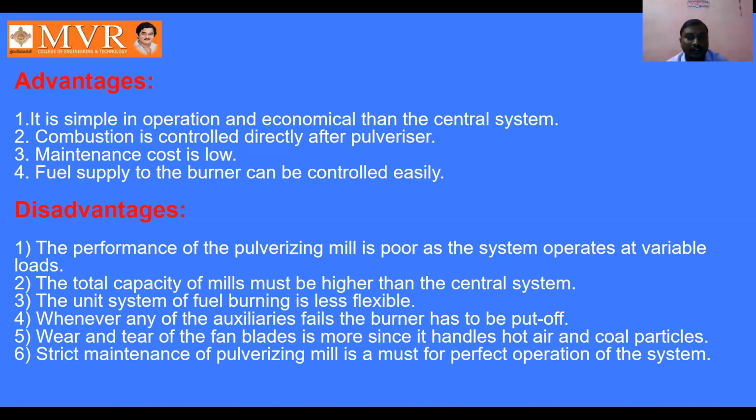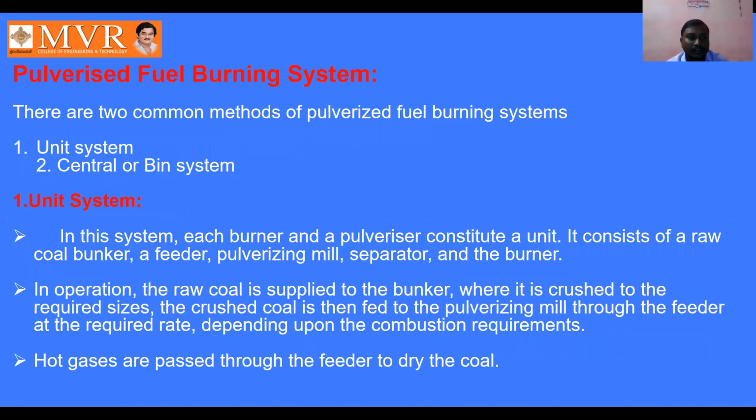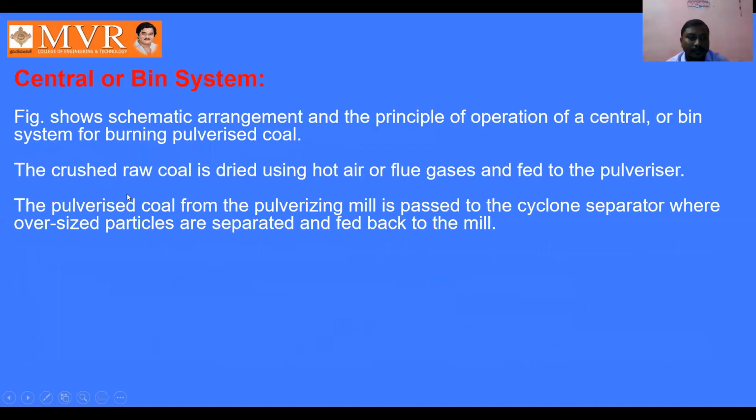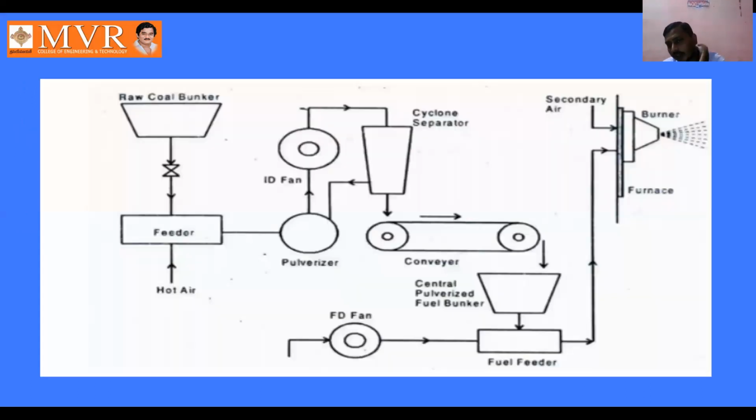This is about the advantages and disadvantages of the unit system. Coming to the second one, we have the central or bin system. The figure shows the schematic arrangement and the principle of operation of a central or bin system for burning pulverized coal. The crushed raw coal is dried using hot air or flue gases and fed to the pulverizer. The pulverized coal from the pulverizing mill is passed to the cyclone separator where oversized particles are separated and fed back to the mill. We can observe the central or bin system diagram here.